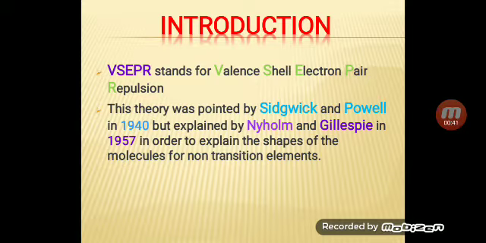Dear students, this theory was pointed out by two scientists, Sidgwick and Powell, in 1940, but explained by two other scientists, Nyholm and Gillespie, in 1957, in order to explain the shapes of molecules for non-transition elements. So this theory successfully explains the shapes or geometry of molecules.